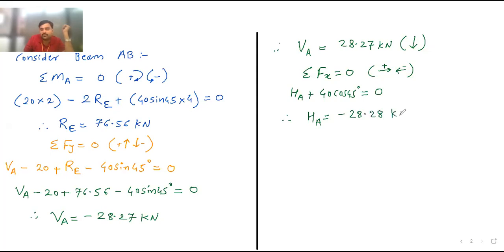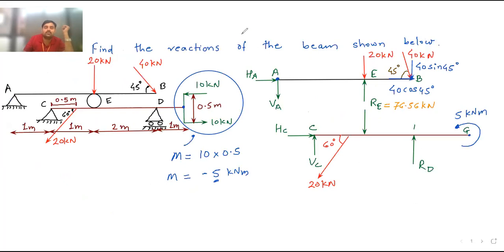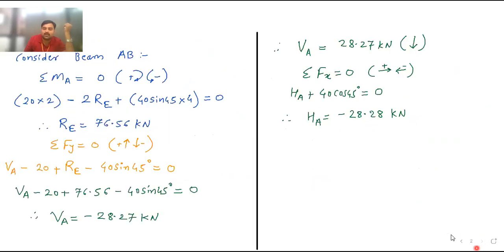28.28 kilonewton. Now again see, here we have got a minus sign. The minus sign indicates that your assumed direction is wrong. We assumed HA is moving towards the right hand side. But after solving we come to know that the magnitude of HA, 28.28, is correct, but the negative sign indicates that our assumed direction is wrong. We have to change the direction of HA. So what I will do now, I will change the direction of, just 1 second.